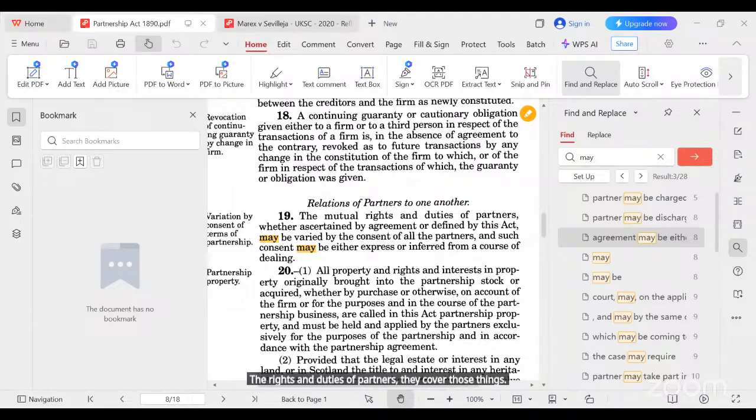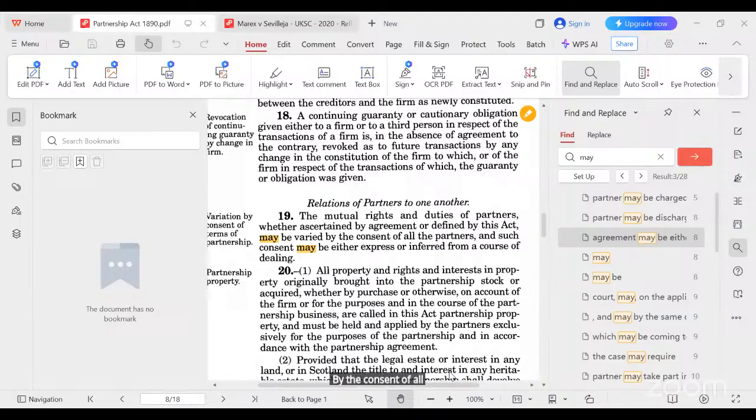This section is telling us that it does not matter whether what we read before is classified as mandatory. Because we have seen some rights that are mandatory, some duties that are mandatory so far. This section is telling us now that whatever those rights and duties may be, stated by the parties or by this act, they may be varied. You can change it. You can replace it. That is what it's saying. You can replace it by the consent of all partners.